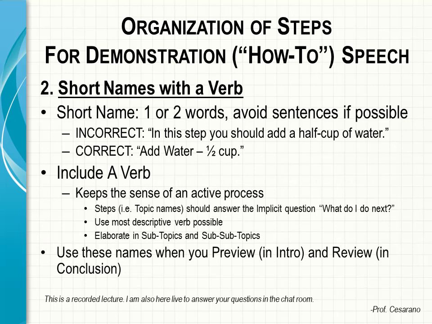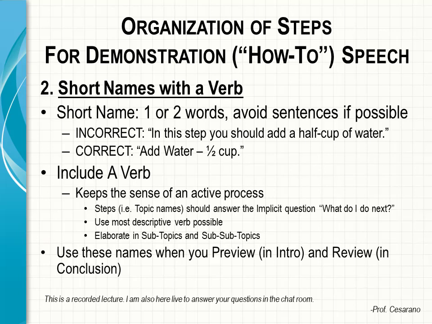Next, give each step a short name that includes a verb. Each of your steps should have a 1-word or 2-word name that includes a verb which best indicates the main action that is to be done in this step. For example, if the third step of your process is to add half a cup of water, you could name your step Add Water Half Cup. Including a verb in the name of each step is important because it keeps the audience aware that this is an active process and not just a list.